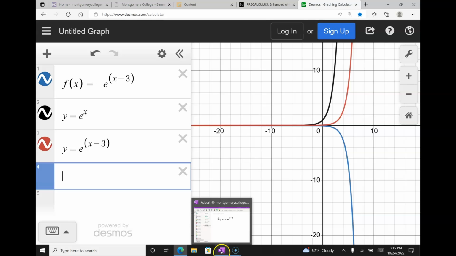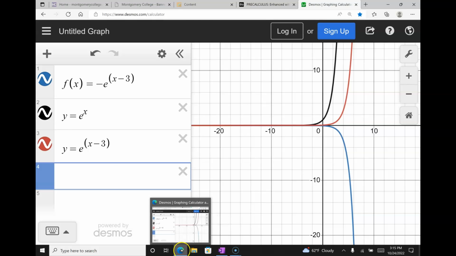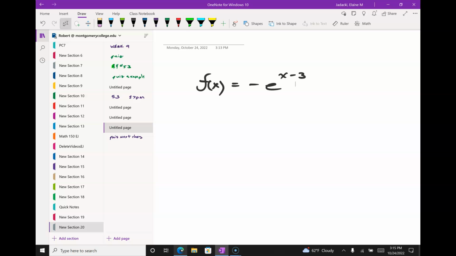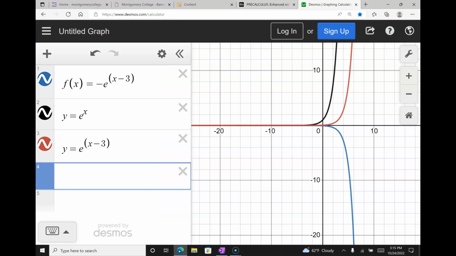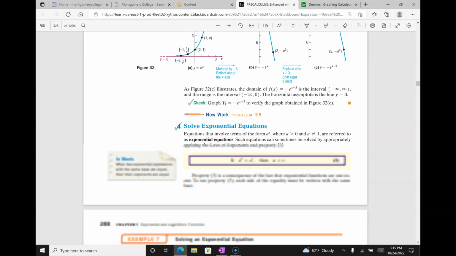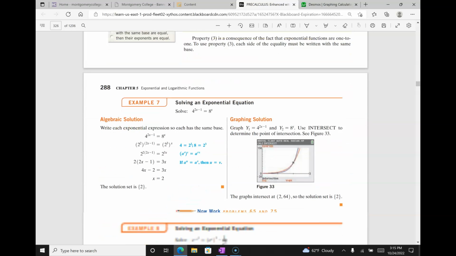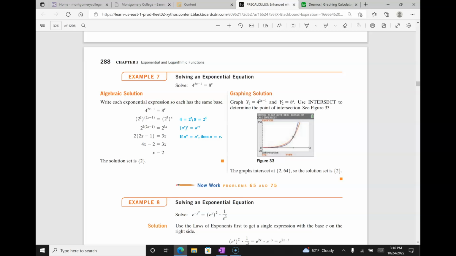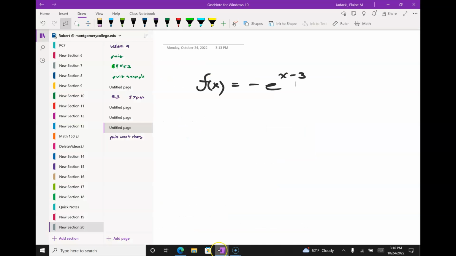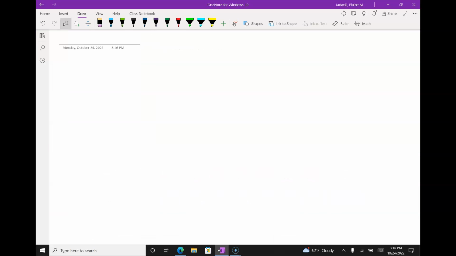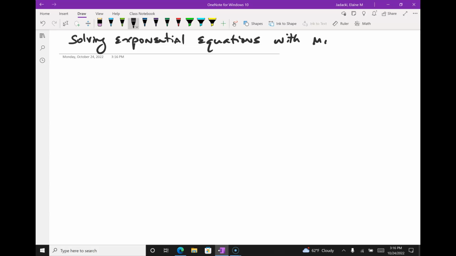So anyway, this is stupid stuff. I kind of want to just read this section and then tell me what you don't understand, but it's okay. I want to get to one last thing here, and that is solving an exponential equation with matching bases. This is our last thing to do in this section, and we can take a little break. Solving exponential equations with matching bases.